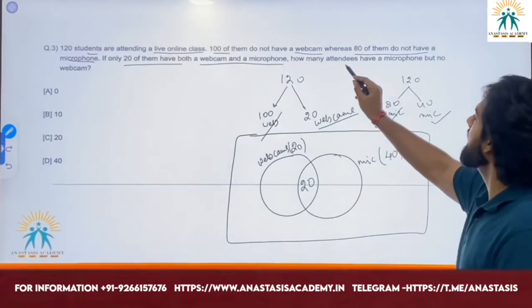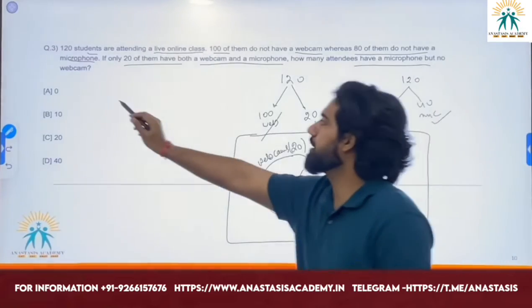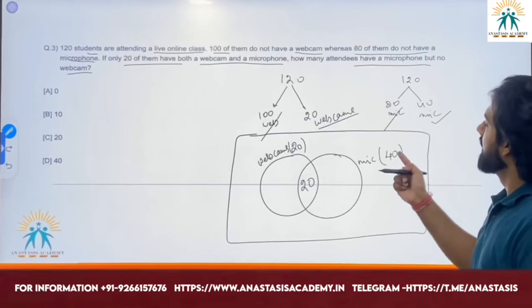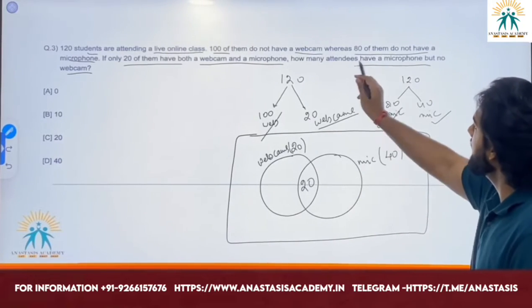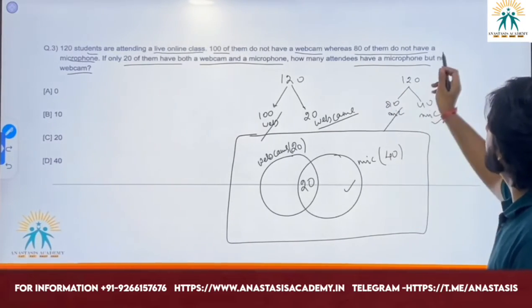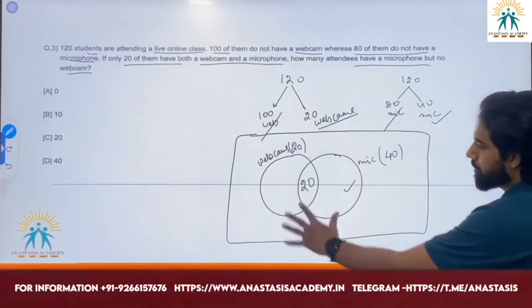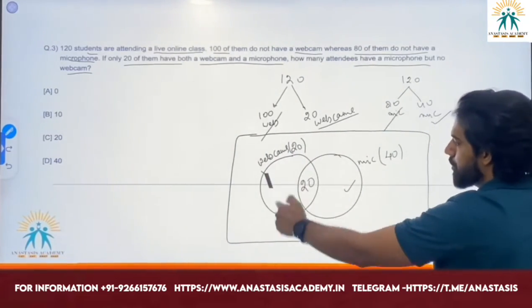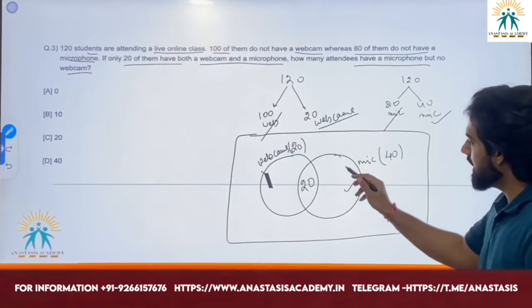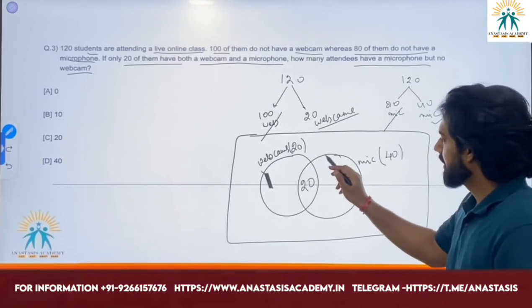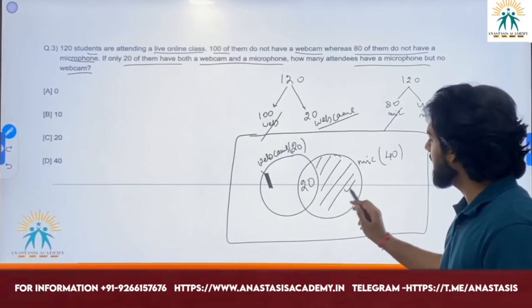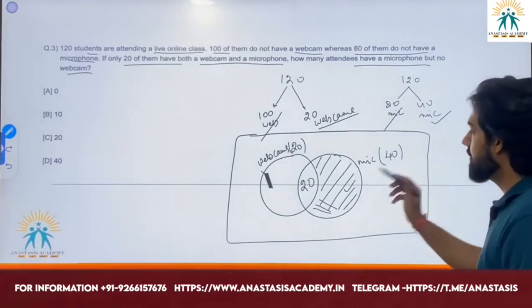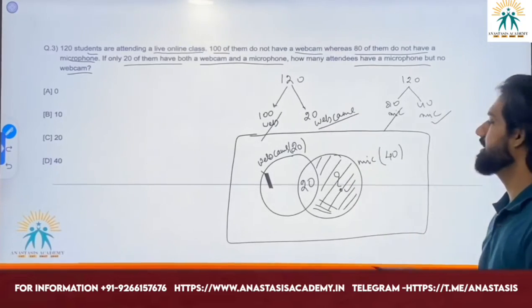Now, how many attendees have a microphone but no webcam? I need to find the value of this region. So no webcam is this region. When I subtract this region from this total, I get only mic, this region. So I need to find the number of students falling in this region.